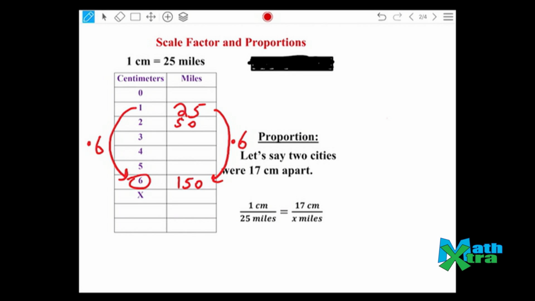So now that we've seen how it looks in a table, we're going to see how it looks in a proportion. And now's where you're going to see the real difference between the proportions and the scale factor.